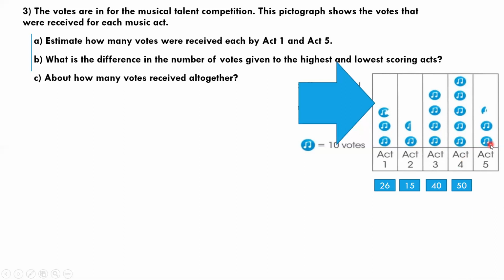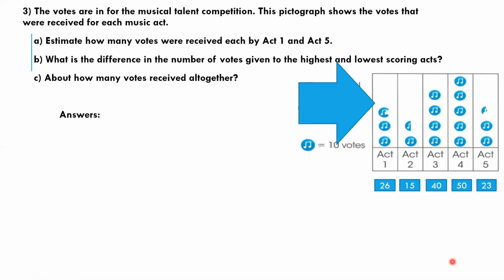And for the last, Act 5, 10, 20. And what about this? This is only a little portion, right? It is not even half, less than half. So we can't count it as 5 even. So less than 5. So 10, 20, and we will count this as 3. So together 23. So now we found out how many votes each act got. Now it's easy to find the answer for all these questions. So shall we start doing the answer?